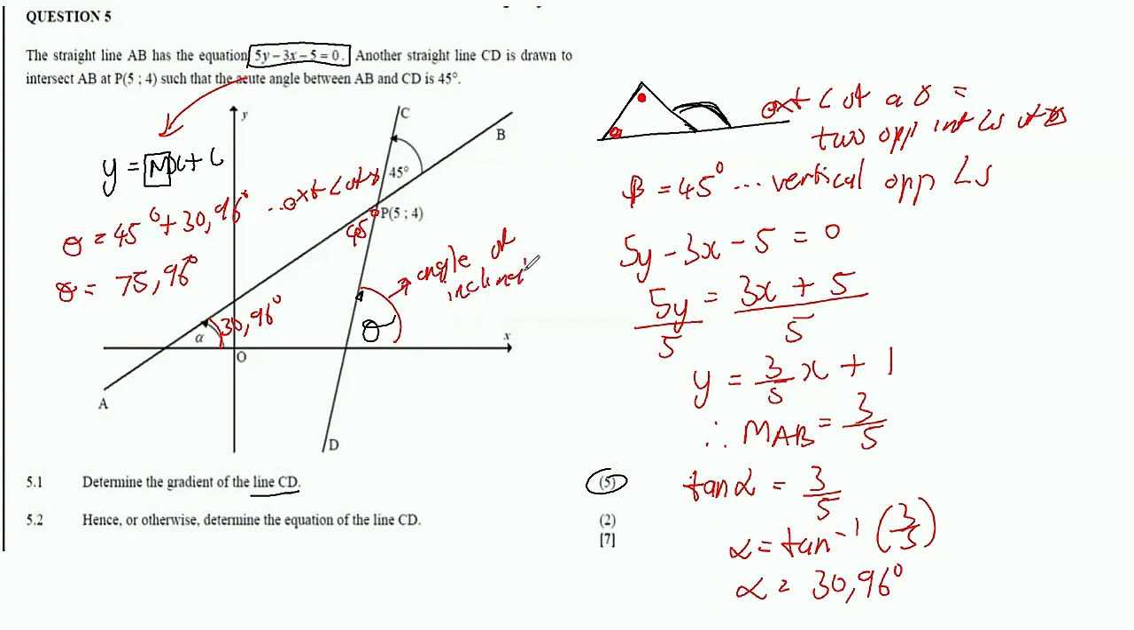But then are we done? Remember, we are looking for the gradient. So now that we have the angle of inclination, we go back again. Tan theta will be equal to the gradient of line CD, right? Because that angle of inclination occurs between the positive x-axis and line CD. So that's tan 75.96 representing the gradient of CD. So the gradient of CD is equal to what? If we punch that into our calculator, we find that it is equal to 4 rounded off, right?